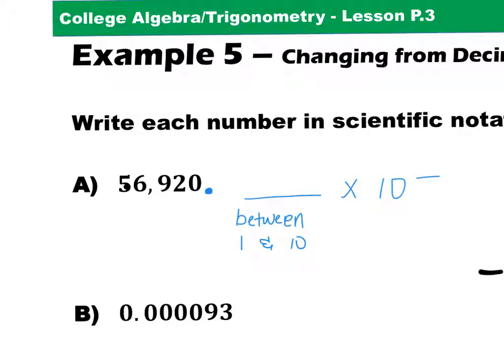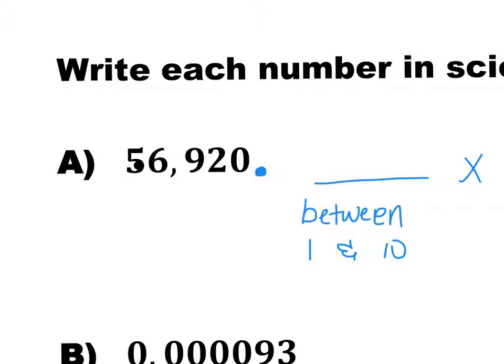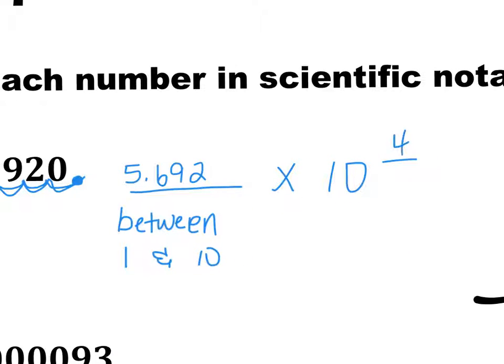This is a big number, right? It's not huge, but it's big. We're going to write it a little more manageable. So if I took my decimal point and I wanted this first number that I write down to be between 1 and 10, if I go like this, 1, is this now between 1 and 10? No. What about here? No. What about here? What about here? Yes. 5.6. Okay, so I have 5.692. How many spaces did I move my decimal point? 4. 1, 2, 3, 4. What does that become? My exponent. That's it.